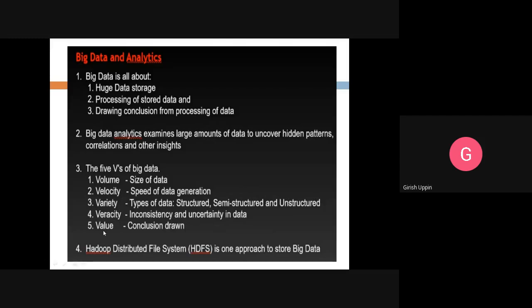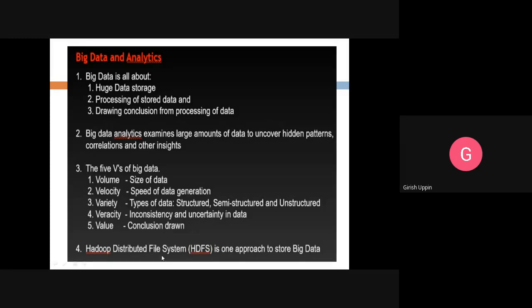Then the fifth one is the value, the conclusions drawn. For example, in the weather station example, we can conclude what would be the average temperature of Belgaum city in April. If there is any kind of query you want to run, maybe you want to check the rainfall, we can draw conclusions based on your query.